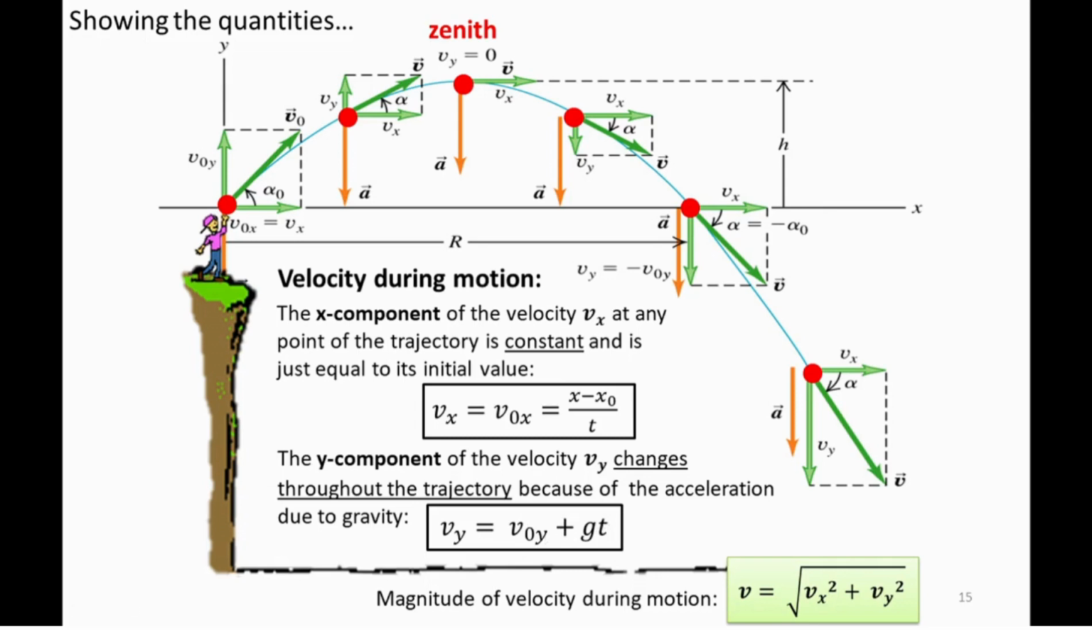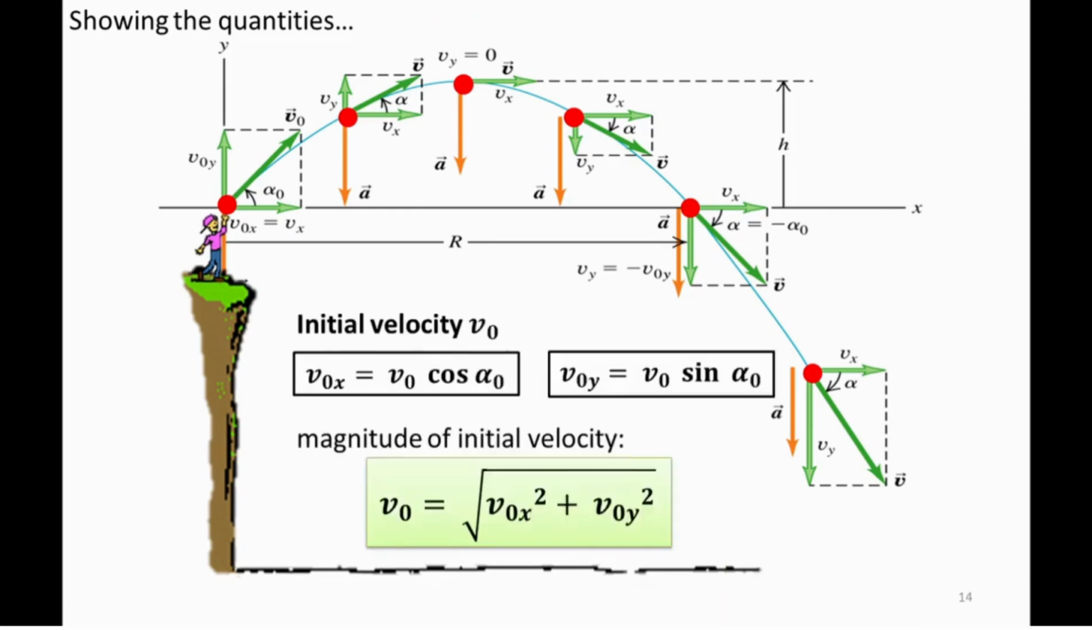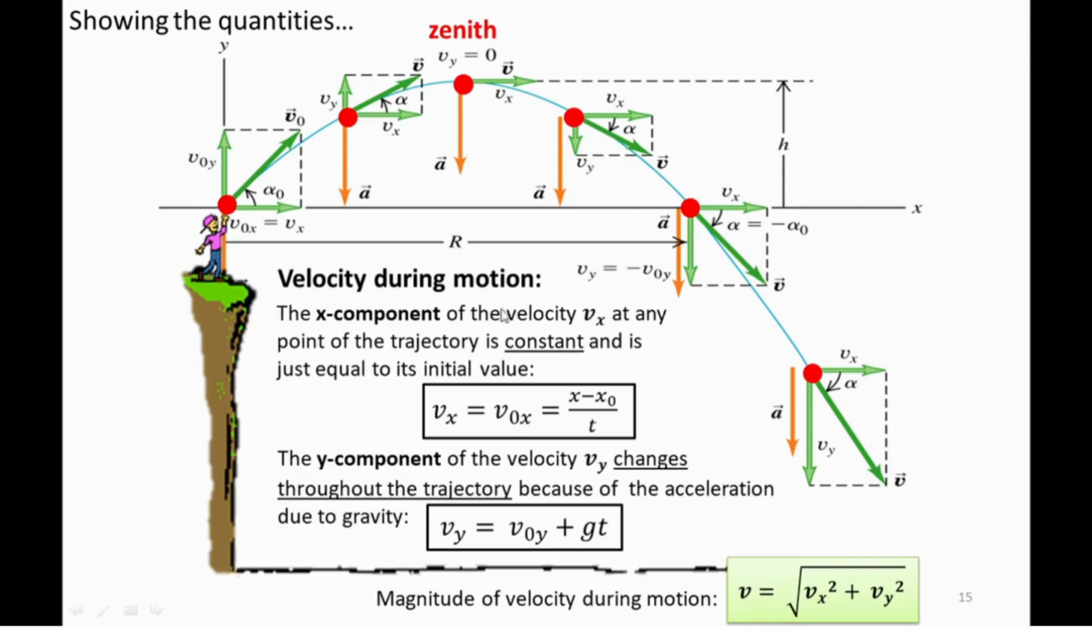And to calculate the total magnitude of the final velocity, all we have to do again is use the Pythagorean theorem. So the magnitude of the final velocity is just equal to the square root of the sum of the square of the x component and the square of the y component. So I hope you have mastered already calculating the x component and the y component of the initial velocity, v naught, and the final velocity, v.